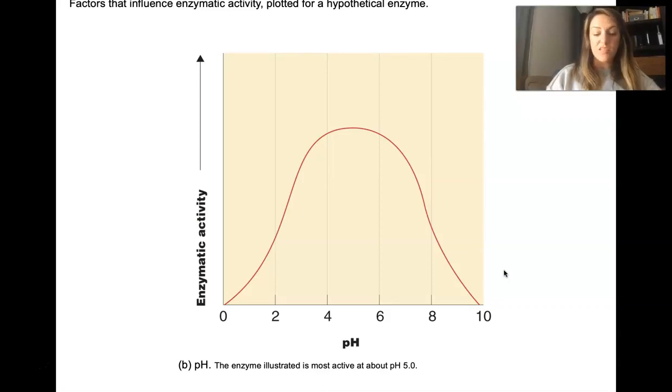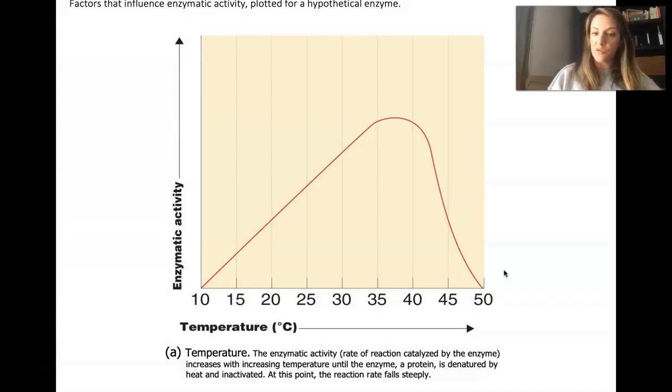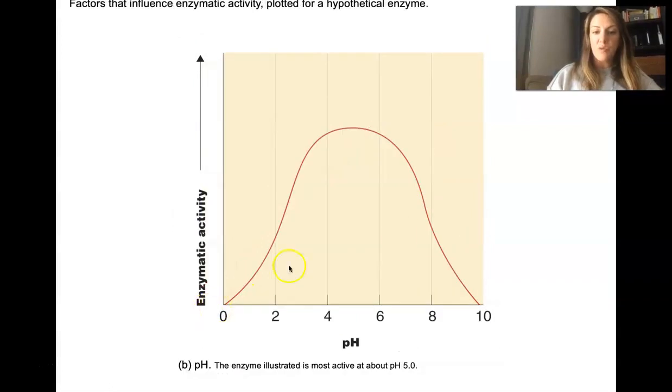Okay. So similarly, we have something happen with pH, although pH looks more like an even bell curve on both sides, right? The temperature one, we see this skewed curve where it quickly drops off past the peak for heat. pH, we have an optimal pH of 5 in this case, but the enzyme does work in a wider range of pHs typically, and then drops off quickly on both sides.